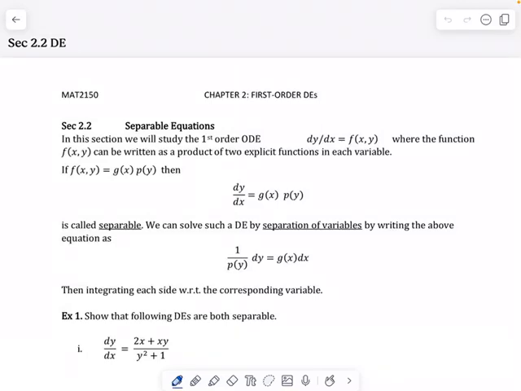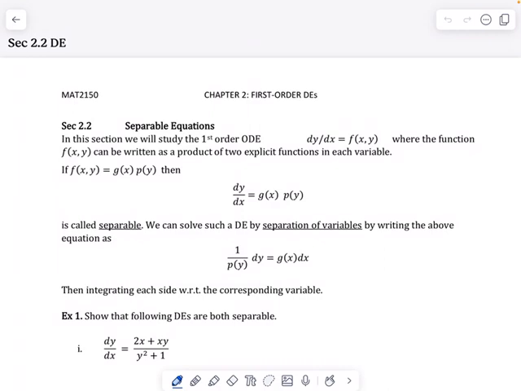We are now looking at section 2.2. It's separable equations. As I have mentioned before, this is something we did in a couple of examples using this method in chapter 1 and in section 1.3, I believe. Anyhow, we will do a little bit more complicated problem here.